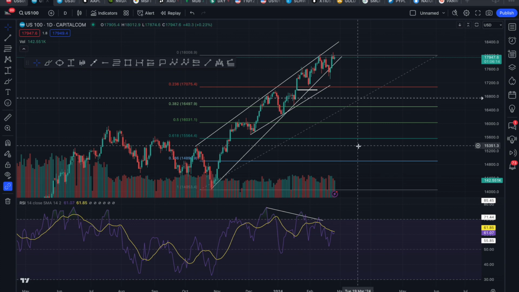And then finally, just moving over to the Nasdaq100, again, very similar to the S&P 500, we continue to find ourselves trading within this ascending wedge. A break below then could potentially target a move down towards the 0.236 fib area.